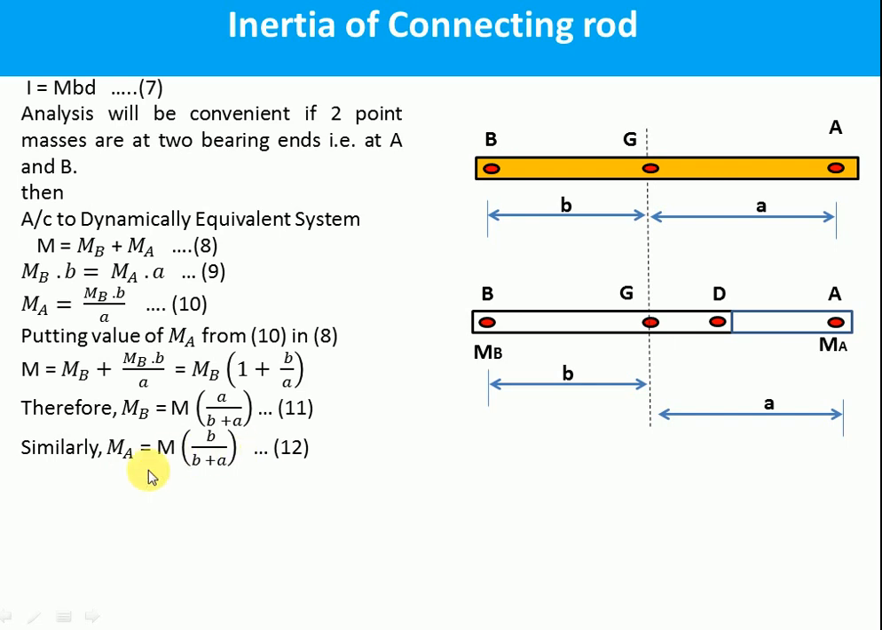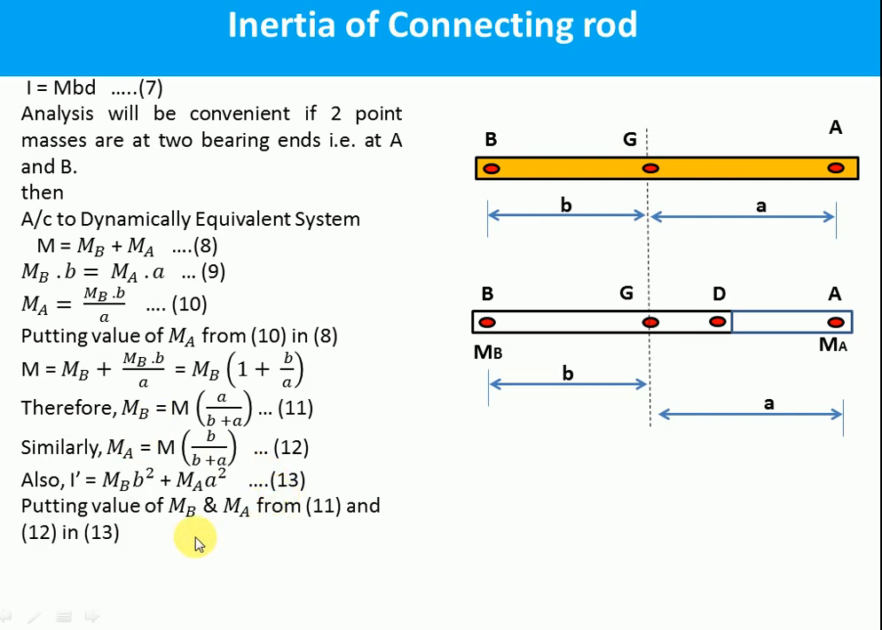Put this value of MA and MB in the third equation of dynamically equivalent system, that is I dash is equal to MB into B square plus MA into A square. So from 11 and 12 we will place the value of MB and MA in 13. So we get I dash is equal to M into A upon B plus A into B square plus M B upon B plus A into A square. Take MBA common, we get I dash as MBA.